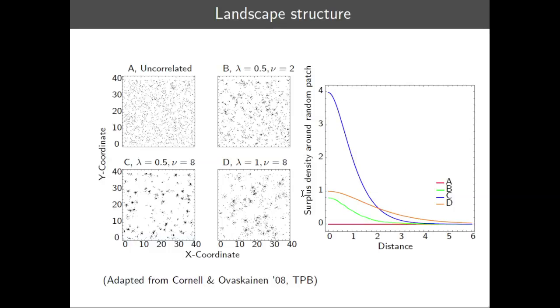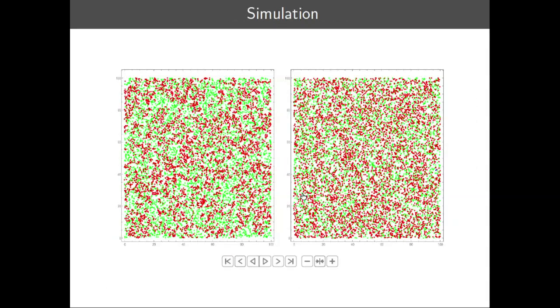And the second question I look at is the role of landscape structure. So I considered different degrees by which the patches are themselves clustered compared to the case where they're not clustered at all, where it's a kind of random landscape. So to look at this model, one thing we can do is just to simulate it.